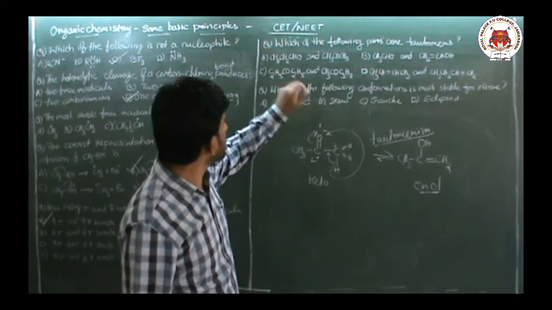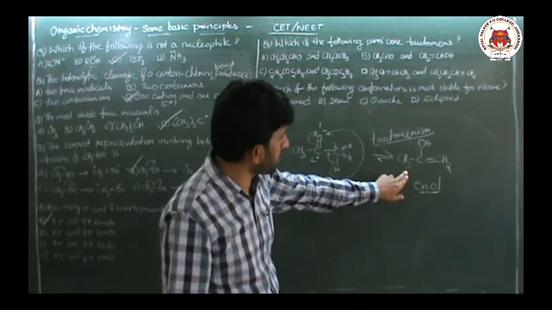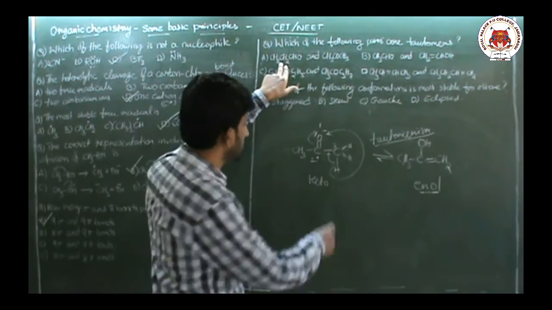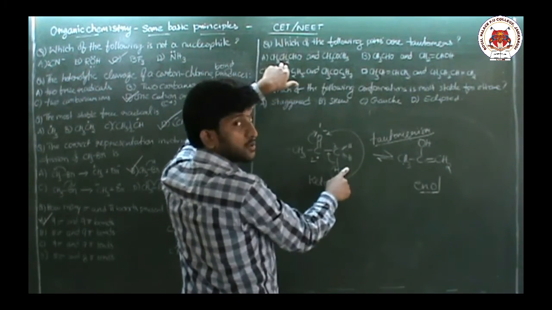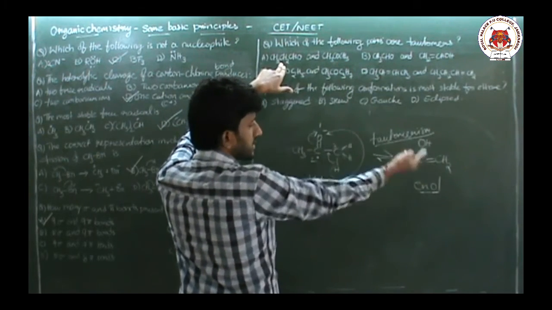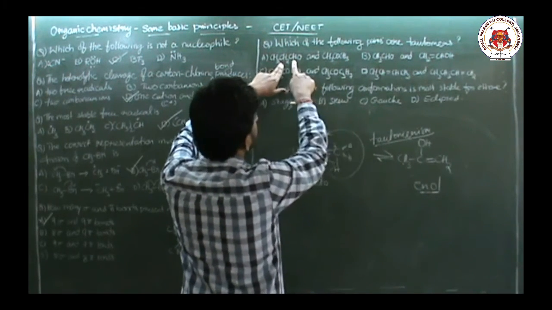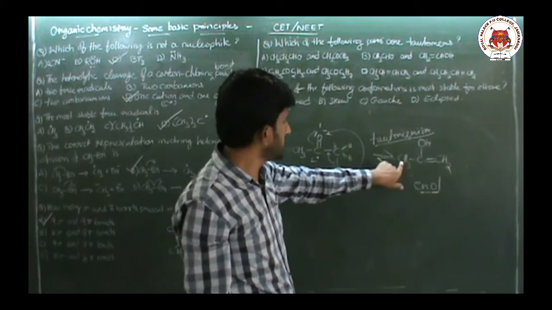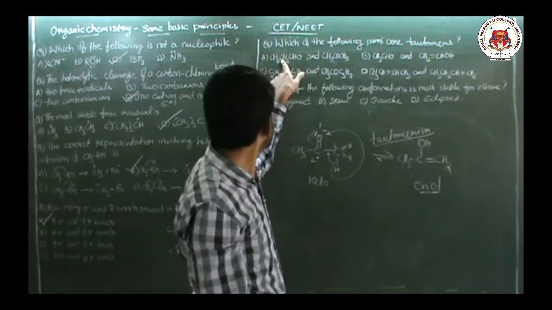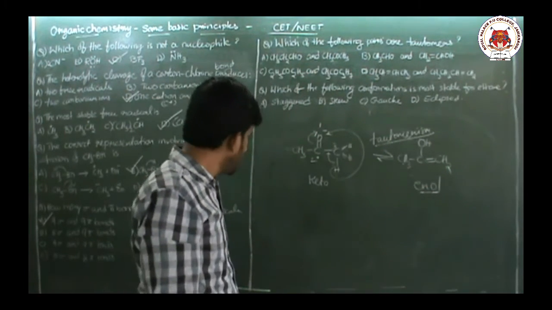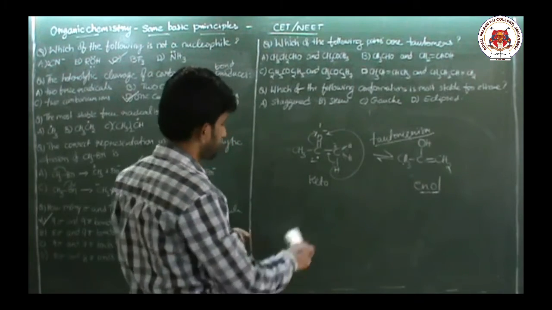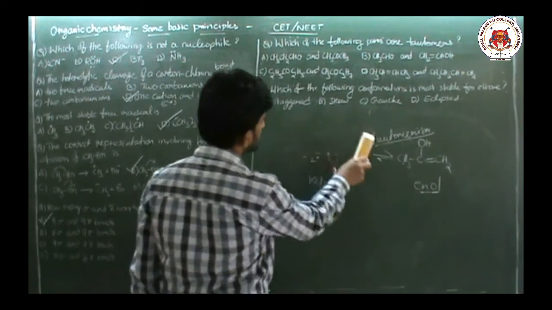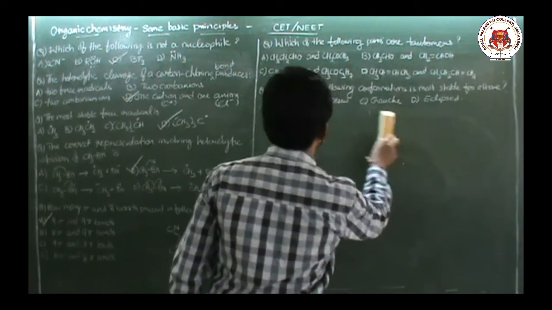See, if I have taken acetone, what is its enol form? CH3, COH, CH2. But is there a molecule like that? I have taken this one, CH3, CO, CH3. Its tautomer must be like this, no? But what have they given? CH3, CH2, CHO. But we need CH3, COH, CH2. So the first option cannot be. Let us go to the second option.